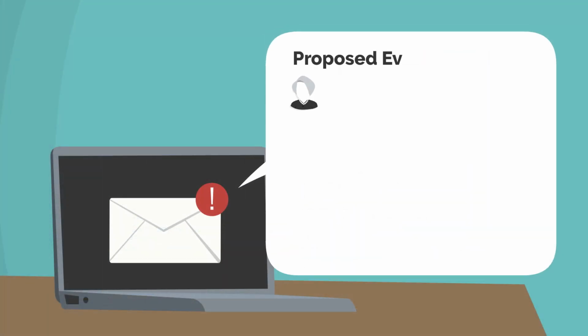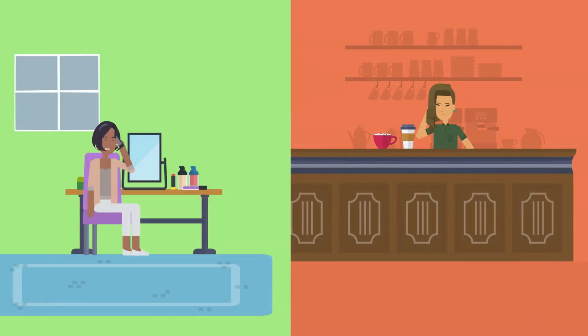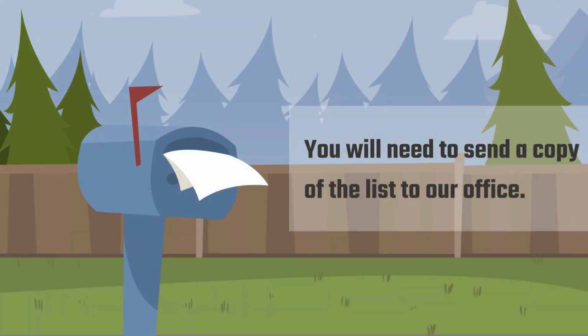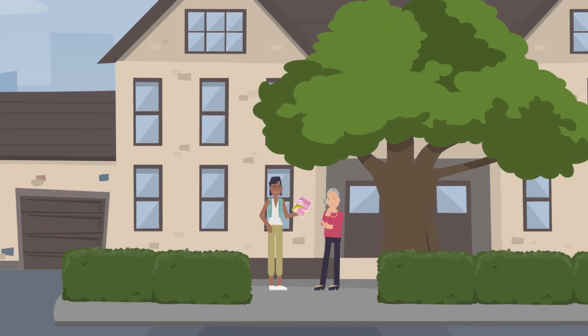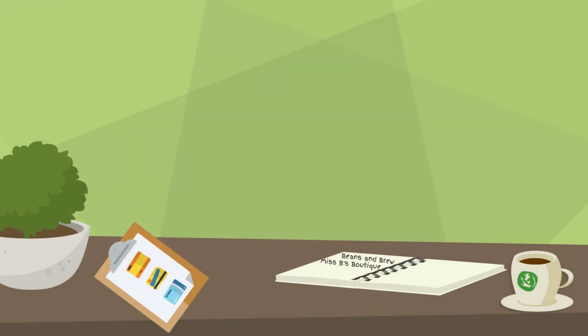There are different ways to communicate your plans. Some suggestions are: send a mass email to the affected area. If you choose to do this, please include special events at grcity.us as a recipient. Call those in the area and keep a record of the conversation, including names and roles. You will need to send a copy of the list to our office. Visit those in the area in person and provide a flyer or letter. We recommend tracking visits by collecting business cards or noting business names.